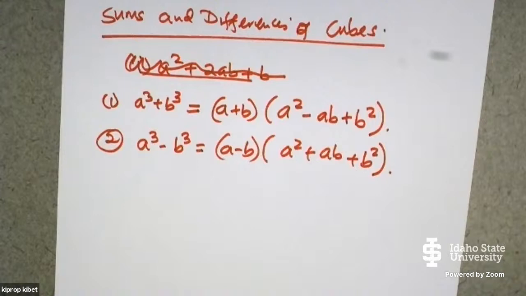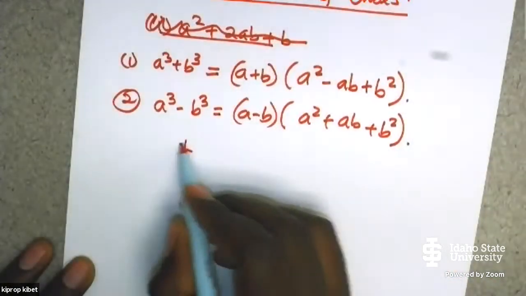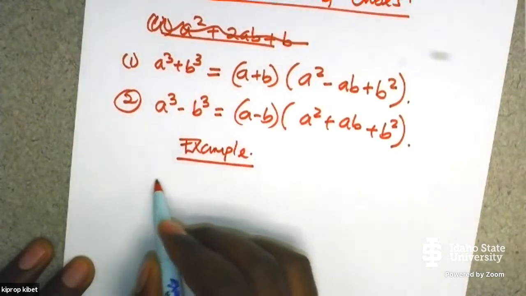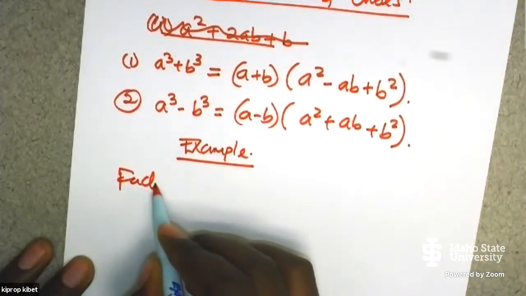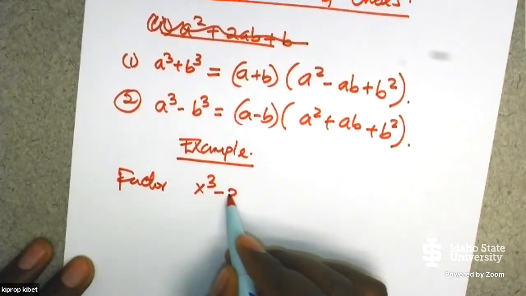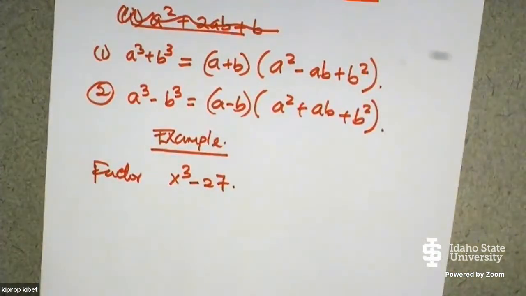Okay. So those are the formulas. Need to remember this. Oh, we still have time. Okay, example. Factor x cube minus 27. Factor x cube minus 27.